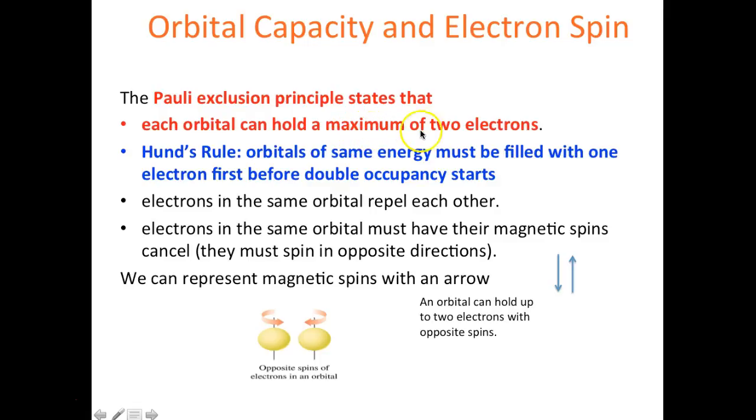When you come to p, it has 3 rooms. Again, each room can only accommodate 2 occupants, so the total capacity is 6, but a single orbital is always 2, no matter if it's s, p, or d. Hund's rule states that if those orbitals are of the same energy, like in the p sublevel, then every orbital must be filled singly before you can have double occupancy. So they go in single file, and then the pairing up starts.